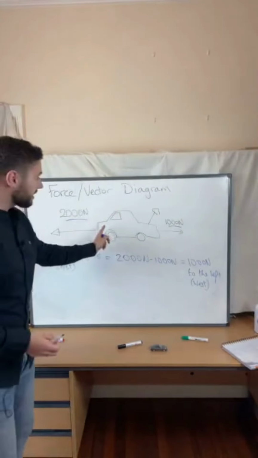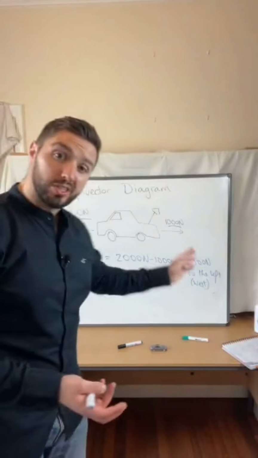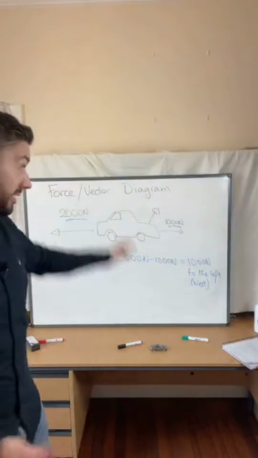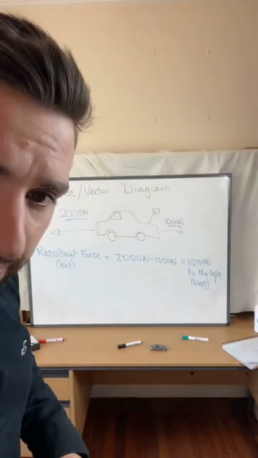Now, based on the fact that this is the front of the car, what other word could we use to describe its movement if we see that the force is 1,000 to the left? What word could we use to describe it?